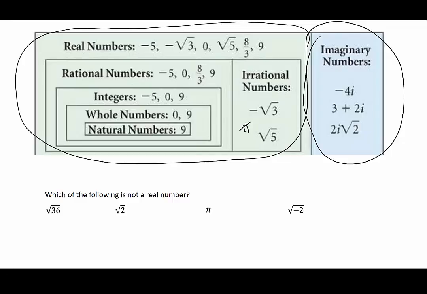So which of the following is not a real number? Well, this one's a real number. The square root of 36 is 6. This is irrational, but it is real. Everything is real except the imaginaries. So this is a real number. It's just irrational. The square root of 2 would be over here. Pi is a real number. It's just irrational. Now, the square root of negative 2 is not a real number. Whenever you take the square root of a negative, you get an imaginary.